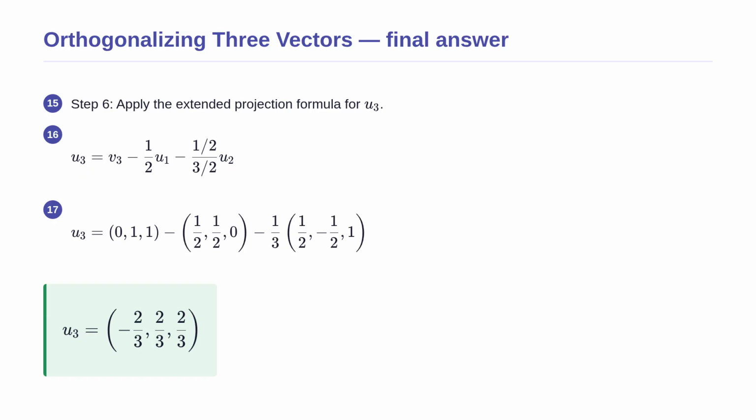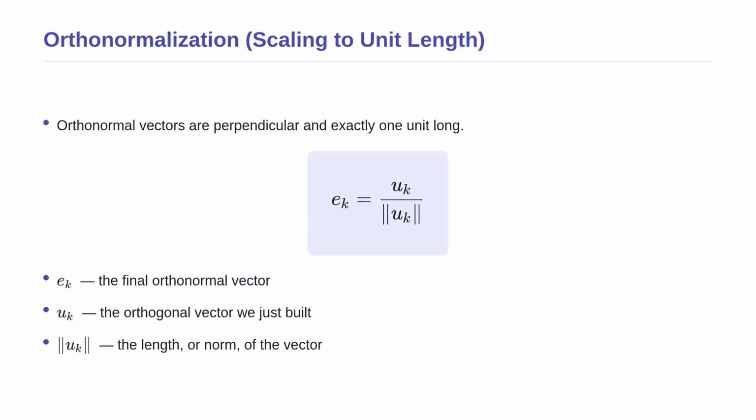0 minus 1/2 minus 1/6 gives negative 2/3. Doing the same for the other coordinates yields our final third orthogonal vector. Negative 2/3, 2/3, 2/3. We have successfully squared off the entire 3D space. Before we wrap up the math, there is one final step we often take.